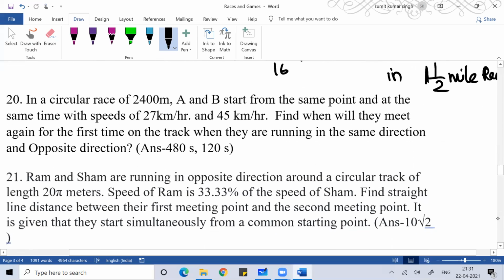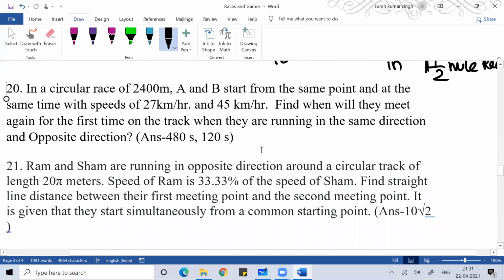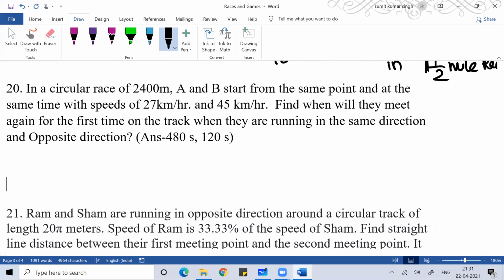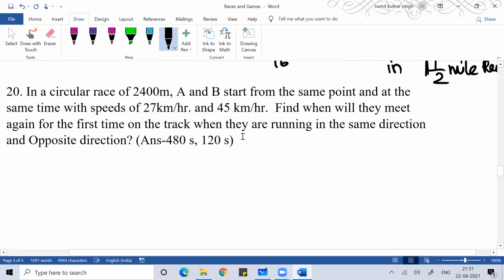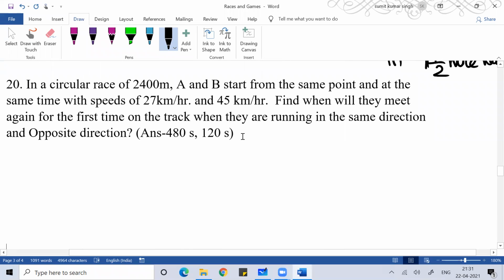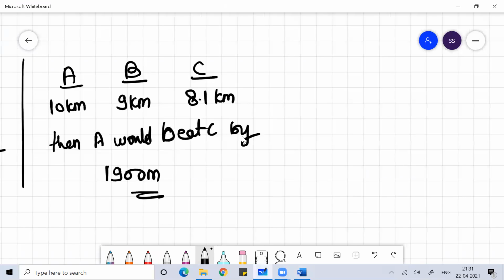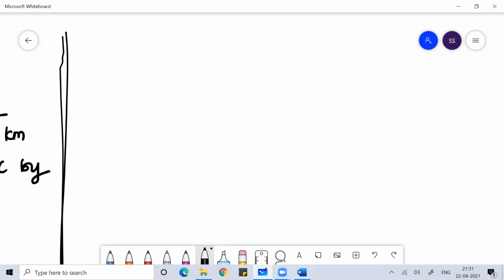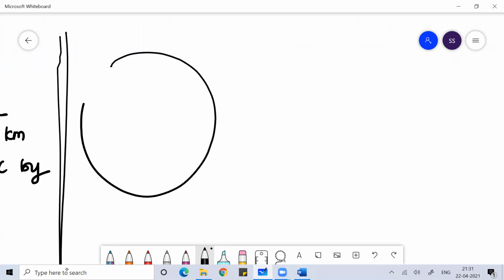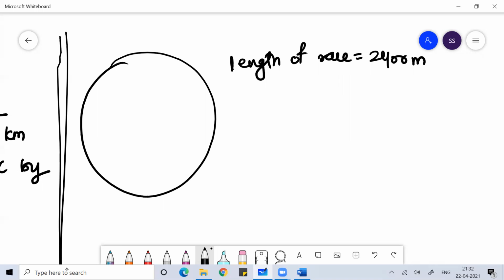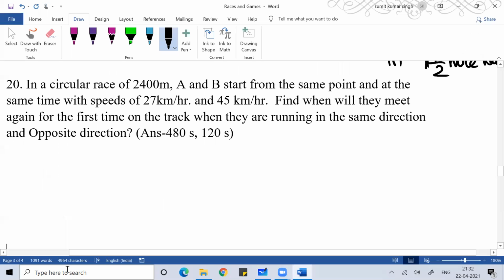Then it's question number 20. You can see question number 20. In a circular race of 2400 meter, question number 20, the length of the race is 2400 meter.